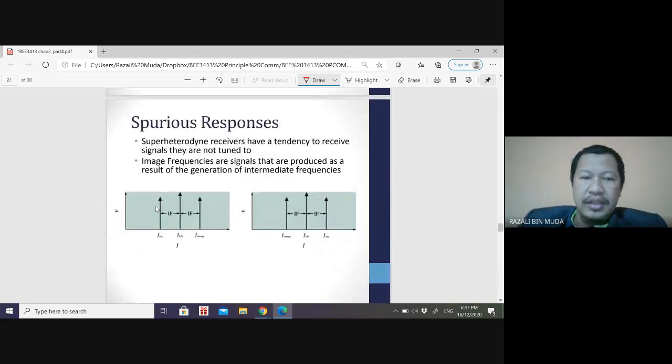Okay. Next is spurious responses. Superheterodyne receivers have a tendency to receive signals they are not tuned to. Image frequencies are signals that are produced as a result of the generation of intermediate frequencies. So the intermediate frequency, IF, has some issues, which are image frequencies. So what are image frequencies? Image frequencies are signals that are produced as a result of the generation of intermediate frequencies.